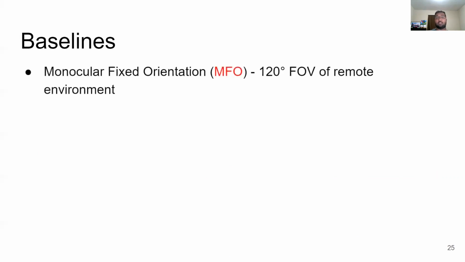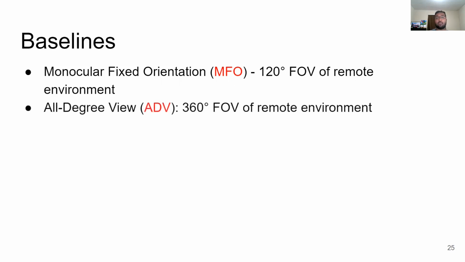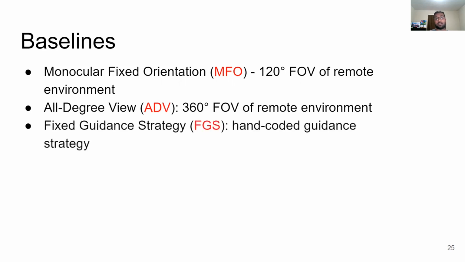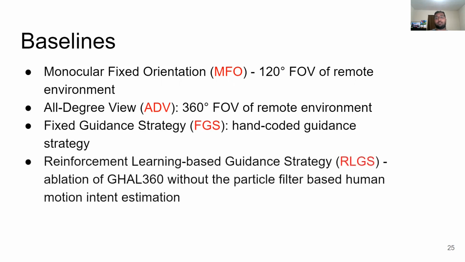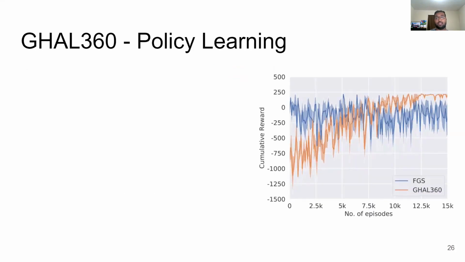The first one is the monocular fixed orientation that has about 120 degrees of field of view. The second is an all-degree view, which has the 360-degree field of view of the remote environment. The third is the fixed guidance strategy that we designed. And the fourth one is the RLGS, which is the reinforcement learning based guidance strategy, which is an ablation of GAL 360 without the particle filter for the human motion intention estimation.